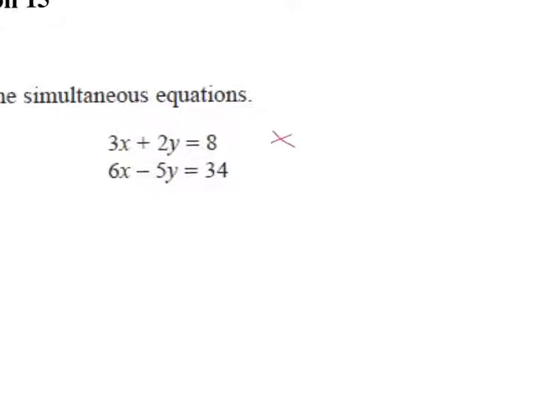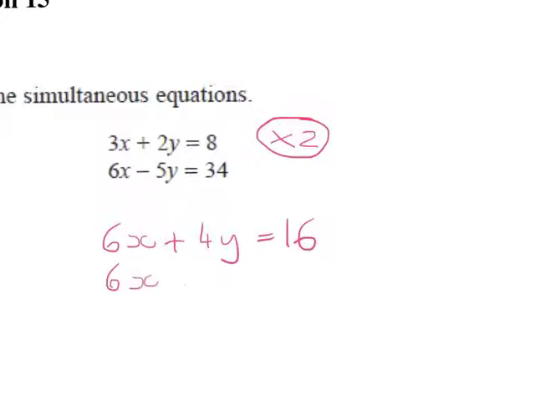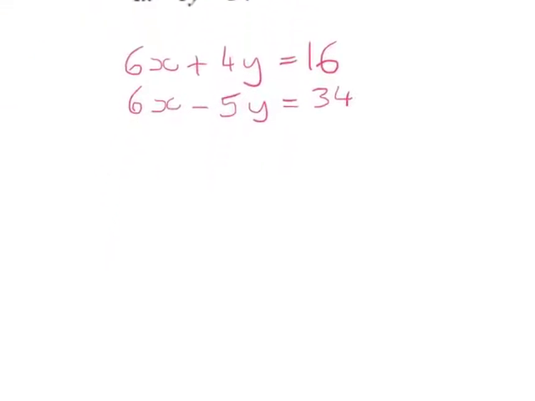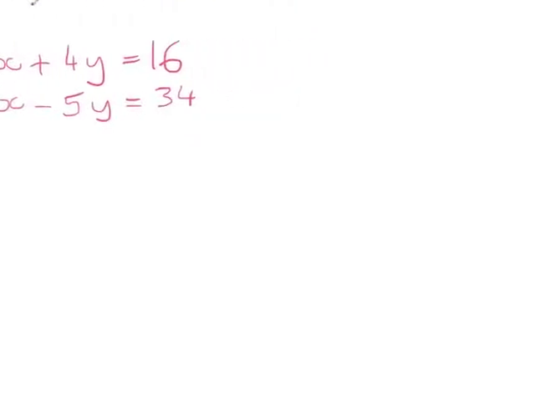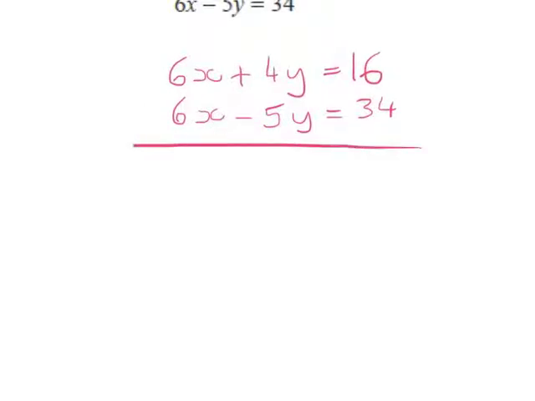So we're just going to multiply all the top by 2, and we've got 6x plus 4y equals 16. I'm just going to write out the second equation, 6x take away 5y equals 34. So when we say elimination, we're basically just going to eliminate the x's. We're going to take the bottom equation away from the top equation, and that's going to give us the following. 6x take away 6x is 0. 4 take away negative 5y. Let's just think about that. 4 take away negative 5. That becomes plus, so we've actually got 9.